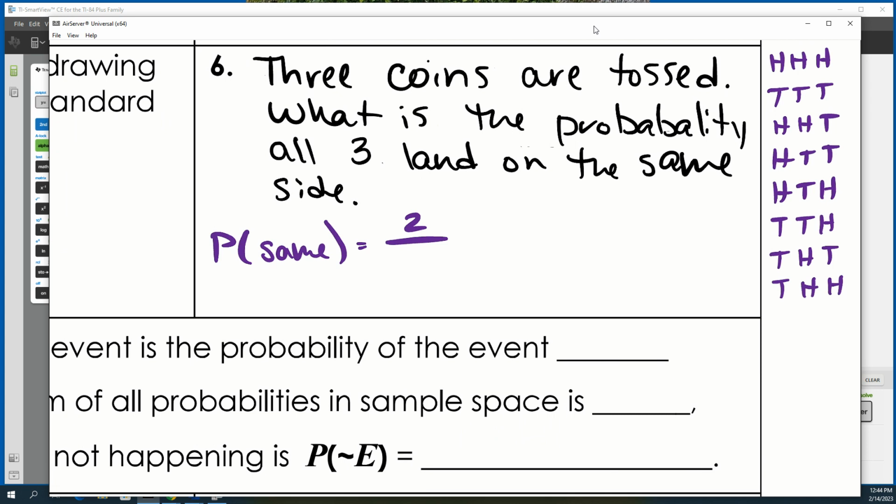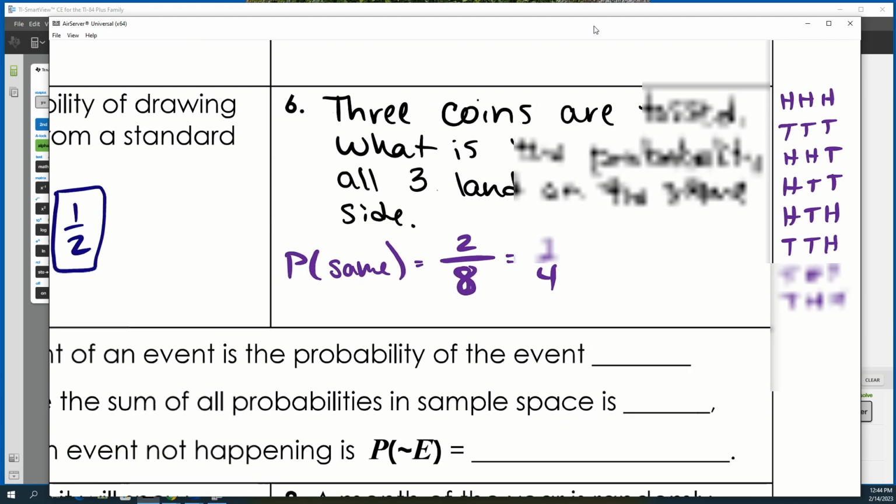So you count the ones that are heads, heads, heads, and tails, tails, tails, out of a total of 8. So that's a 1/4 probability. So it seems like it's unlikely that you get 3 in a row that are the same, but 25% of the time, theoretically, that could happen.